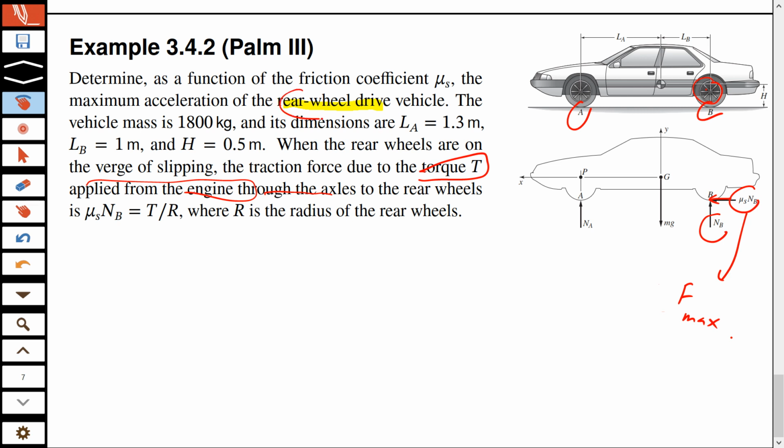Because it's a rear wheel drive, this torque will tend to rotate the wheel, and in so doing it will contact the ground, and that contact will result in this reaction force from the ground, which is the friction force. Normally your force can be anything between 0 and the maximum, but here it is equal to maximum. Why? Because of this statement.